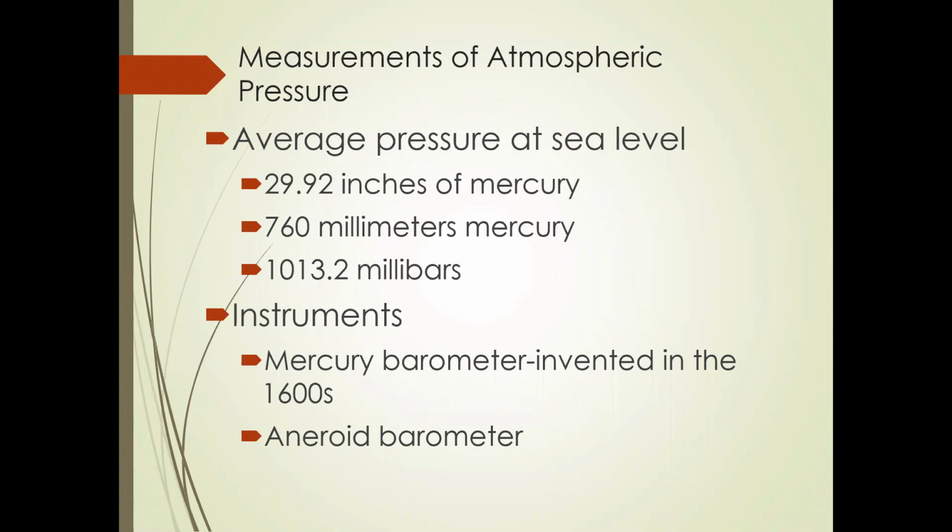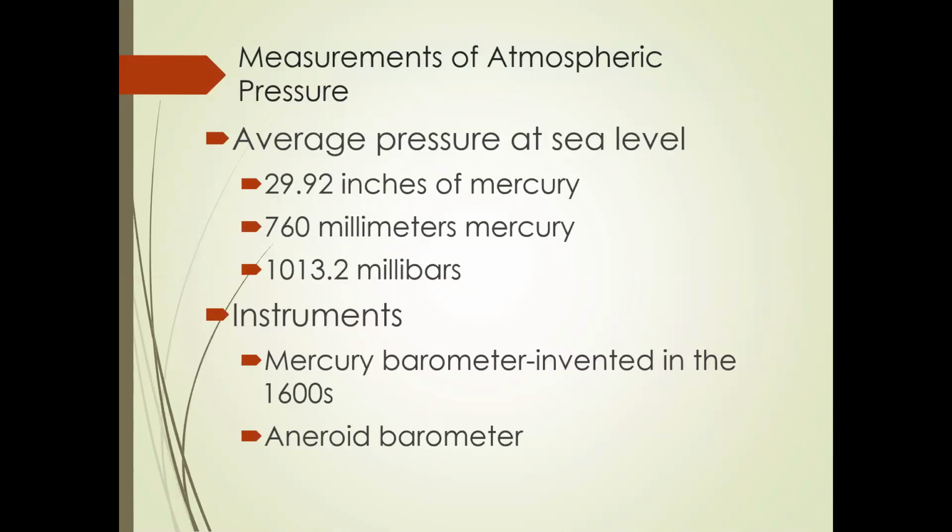All right, so we have to understand how we measure air pressure. The instrument that we use to measure air pressure is called a barometer. The average air pressure at sea level is 29.92 inches of mercury. So that's if we had a mercury barometer, or 1,013.2 millibars. Remember, a millibar is 1,000th of a bar, and a bar is just a unit of pressure measurement. That's what we see on weather maps.